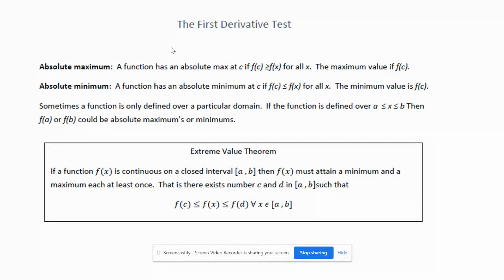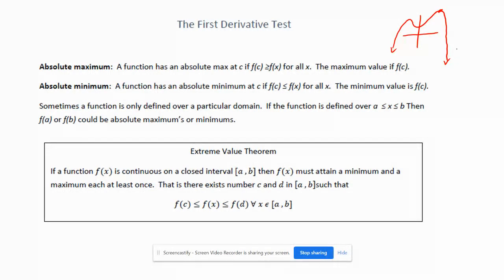If we say a function has an absolute maximum, that means the function has an absolute max at c if f of c is greater than or equal to f of x for all x. So if we look at a function like a quartic function, a degree 4 polynomial here, this graph goes down forever to the left and down forever to the right. This point here, this y value, is the highest y value that we have. So this is going to be called an absolute maximum value.